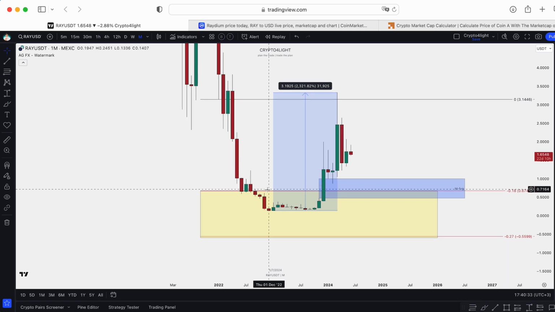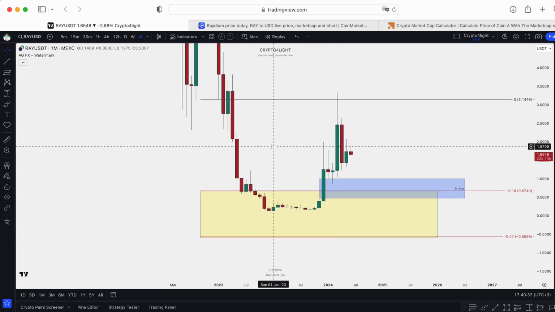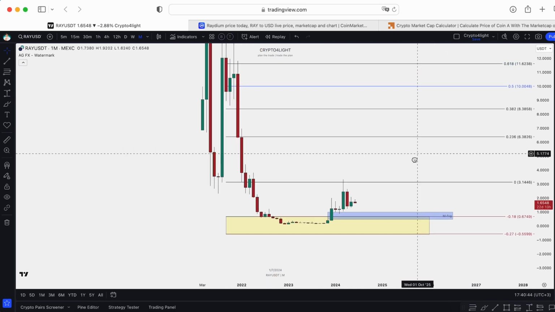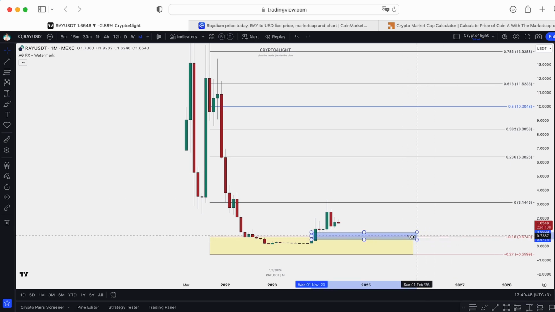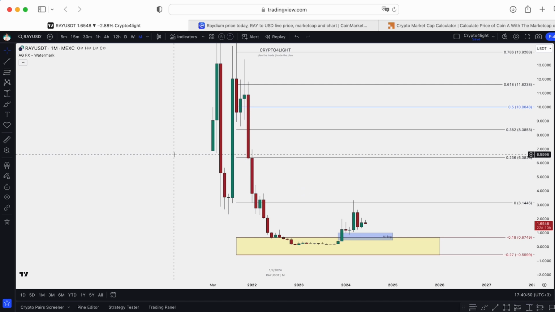But guys, keep in mind, after this correction, we already made like 2,300% gains, because the lowest point was like 13 cents. This accumulation stage is absolutely relevant, and the monthly fair value gap is also relevant, like a support. So the next step is bullish.